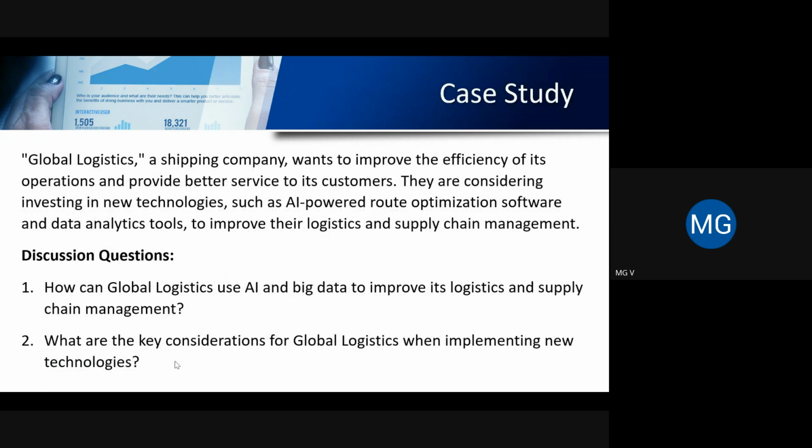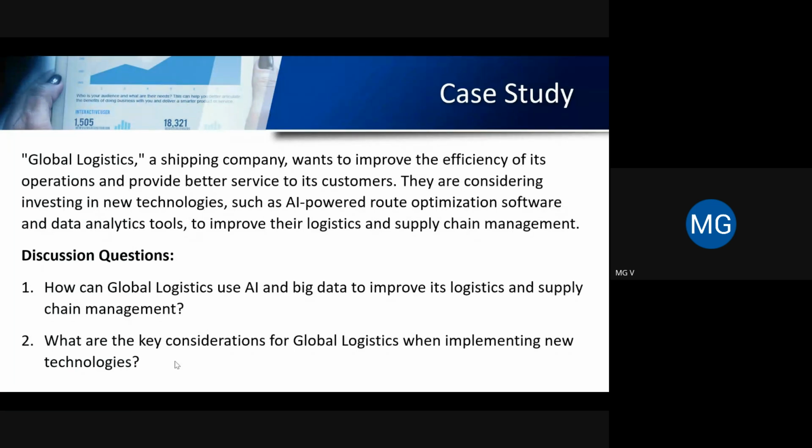Global Logistics, a shipping company, wants to improve the efficiency of its operations and provide better service to its customers. They are considering investing in new technologies such as AI-powered route optimization software and data analytics tools to improve their logistics and supply chain management. So, how can Global Logistics use AI and big data to improve its logistics and supply chain management?